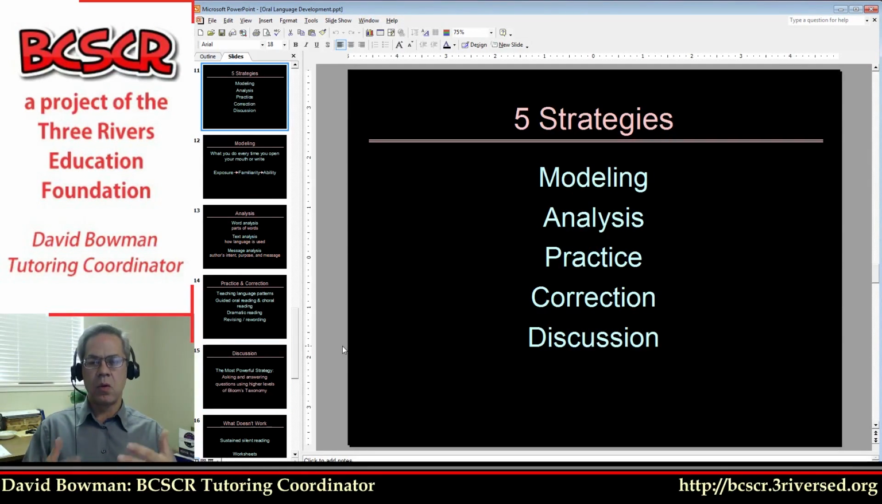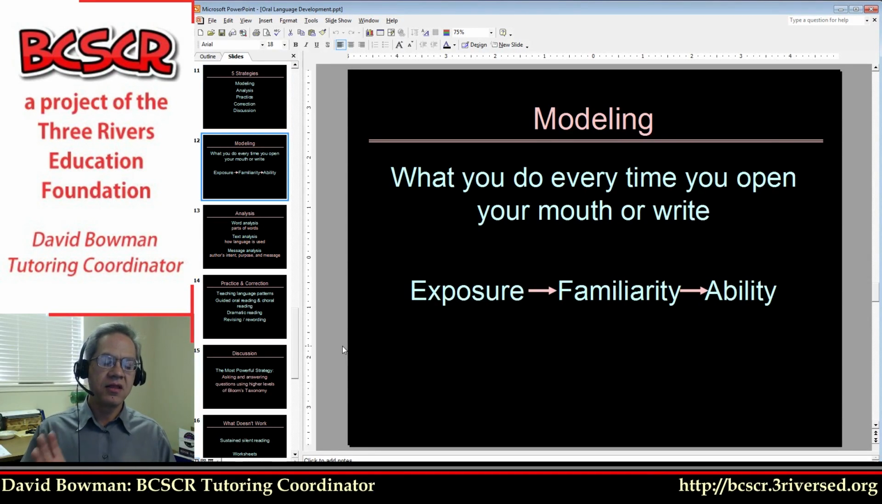The oral language development strategies really fall into 5 categories, or 5 broad strategies: modeling, analysis, practice, correction, and discussion. The first of these, and really your first responsibility with helping students to develop their oral language skills, is modeling.